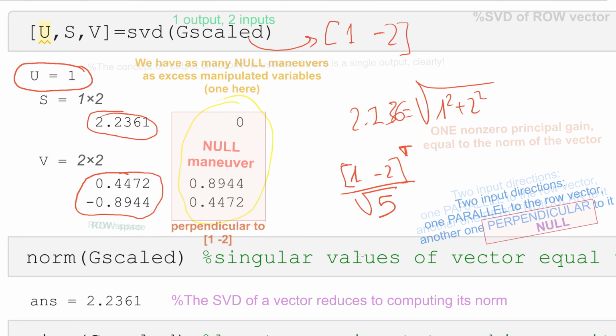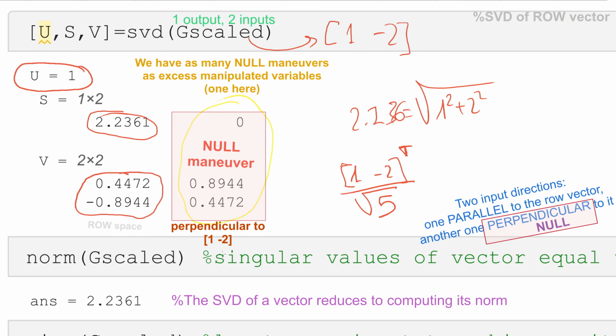And if we now concentrate on the null space, this maneuver means incrementing 2 units the resistor, and incrementing 1 unit the heater. Proportion is also 2 to 1, but it's in the perpendicular direction. So this thing is perpendicular to 1 minus 2. It's parallel to plus 2 plus 1, orthogonal vectors.